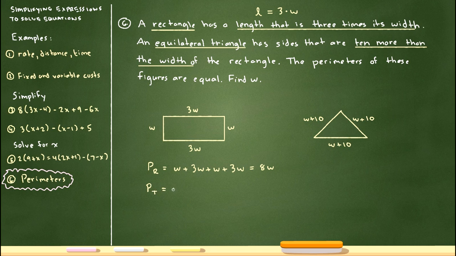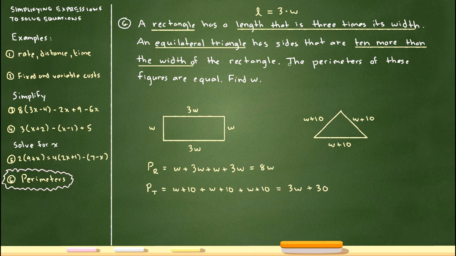Okay, and how about the perimeter of my triangle? Well, this is W plus 10. It doesn't matter what figure you're dealing with. The perimeter is just the outside edges added up. So W plus 10 plus W plus 10 plus W plus 10. Okay, those are the three sides added together. And when we do this, we try to combine like terms, so we have 3W, and then 10, 10, and 10 is 30. So we get 3W plus 30.